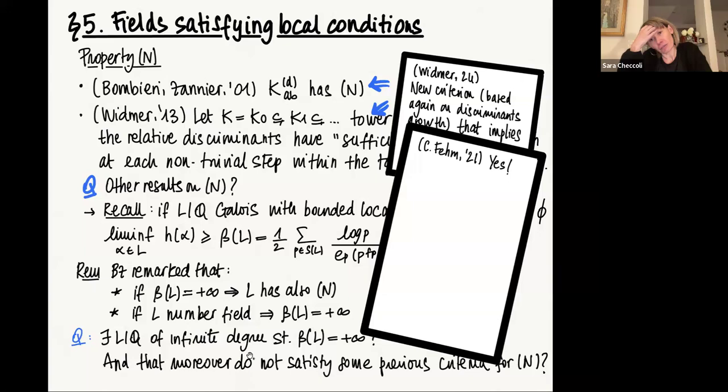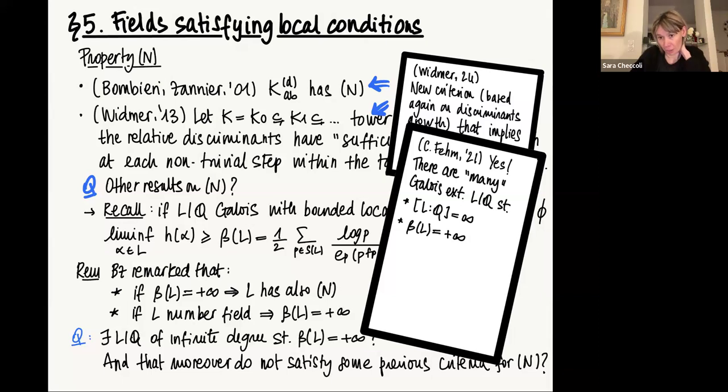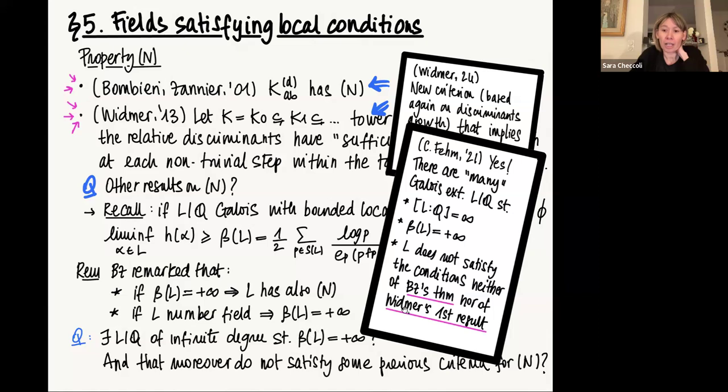And with Arnoldo M, some years ago, we answered this question in the affirmative. We proved that, in some more precise sense, there are many Galois extensions of Q which have infinite degree over Q, such that the sum of Bombieri and Zannier is divergent, and they do not satisfy the condition required by Widmer's theorem. So they are not subfields of this kind of fields, or they are not obtained as the union of a nested tower of fields with sufficiently rapid growth of the discriminants.